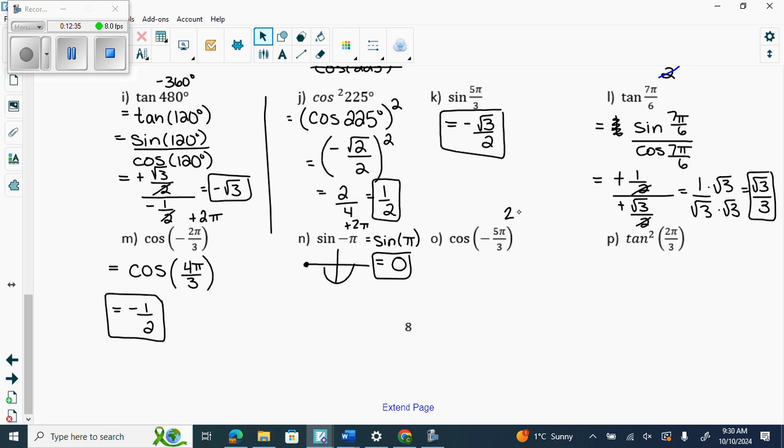Cos of negative 5 pi over 3, we can add 2 pi to that if you'd like. We would get cos of pi over 3. And what's cos at pi over 3? 1 half. Yeah.